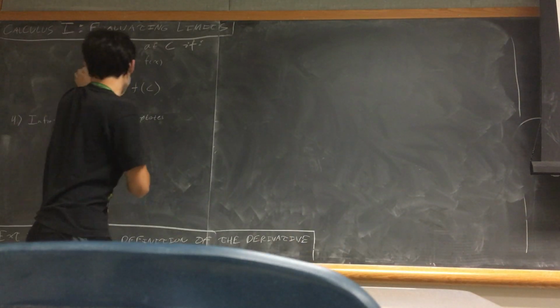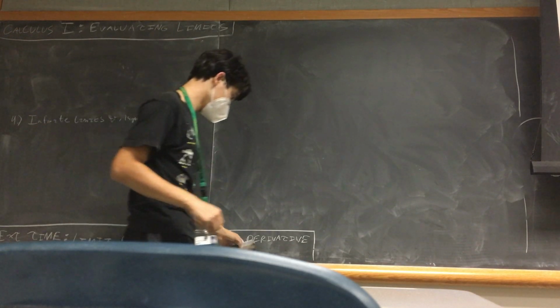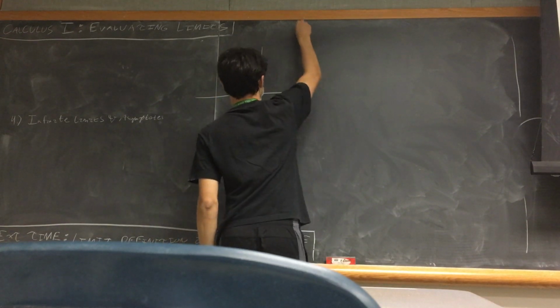So, to start off, let me draw the graph of f of x is equal to 1 over x.